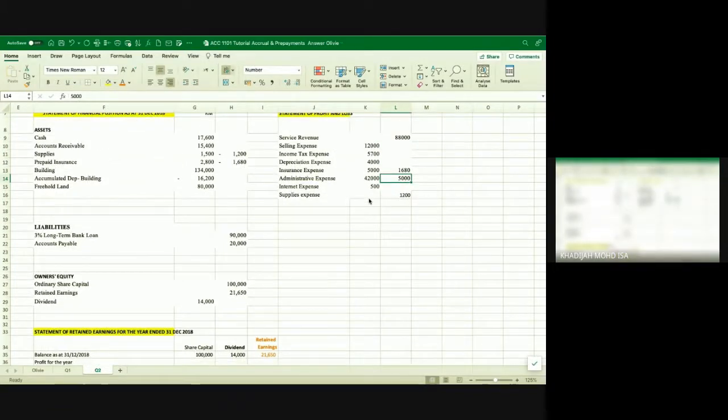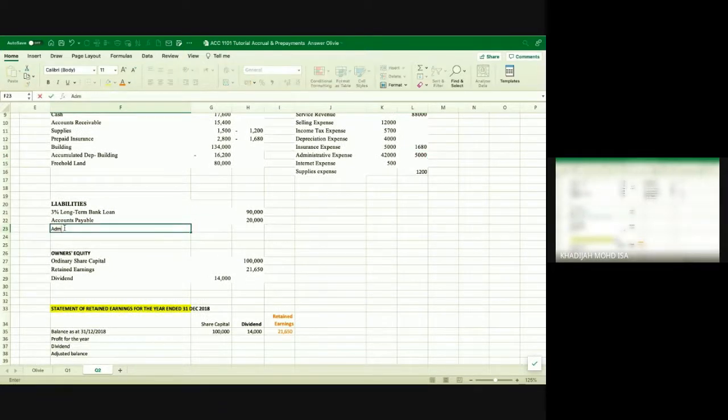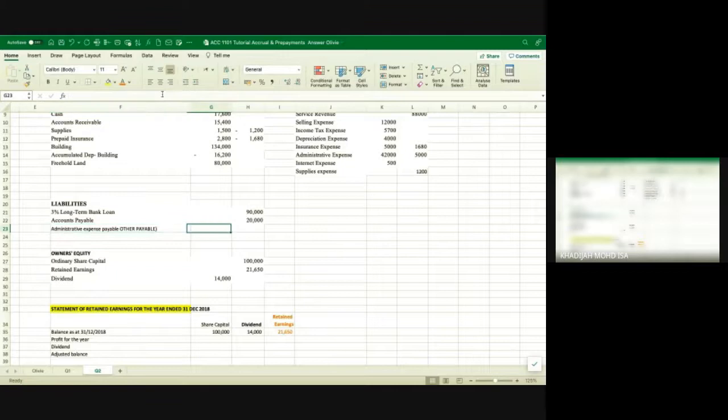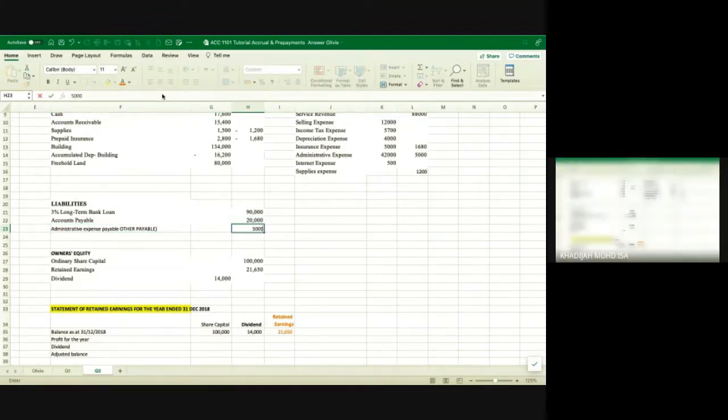And where is your admin payable? So I can put here administrative expense payable. In the answer, they put it as other payable. Yeah, that is also acceptable. Other payable. So how much is it? 5,000. So you put it in your liabilities.